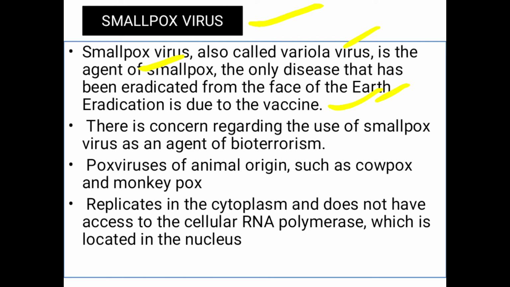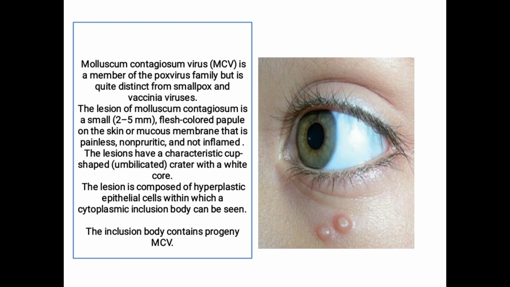There is concern regarding the use of smallpox virus in bioterrorism. In the previous era, smallpox virus was used in bioterrorism. Bioterrorism is the use of a biological agent in terrorism. There are also poxviruses of animal origin, such as cowpox and monkeypox. Most important, smallpox virus replicates in the cytoplasm and does not have access to the cellular RNA polymerase, which is located in the nucleus. So poxviruses replicate their genome in the cytoplasm.